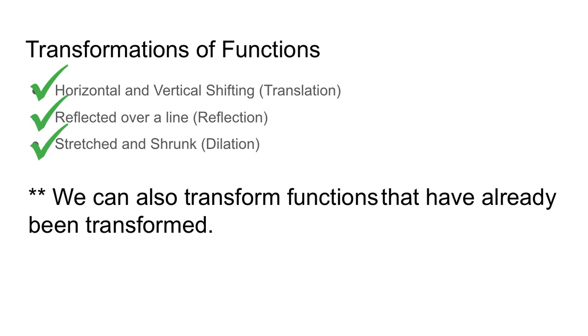So we've talked about transformations of functions and the 3 big things that we've talked about: horizontal and vertical shifting, reflecting over a line, specifically the x-axis, and stretching and shrinking. We can also perform transformations to functions that have already been transformed. And that's what the remainder of this video is going to be about.